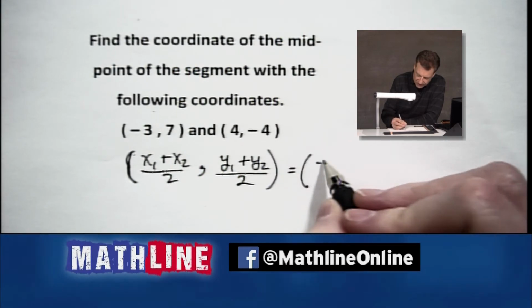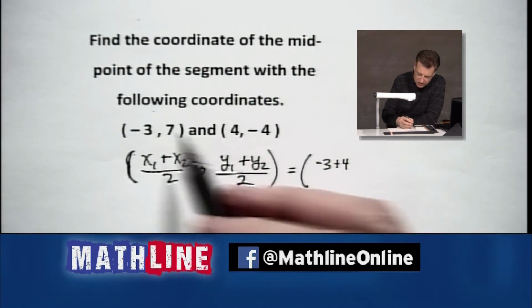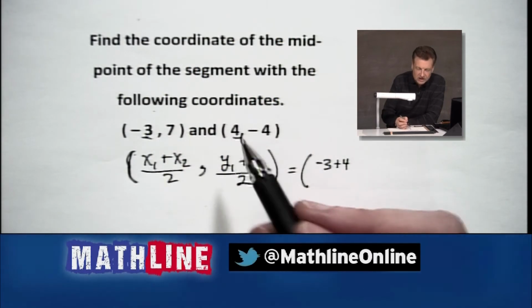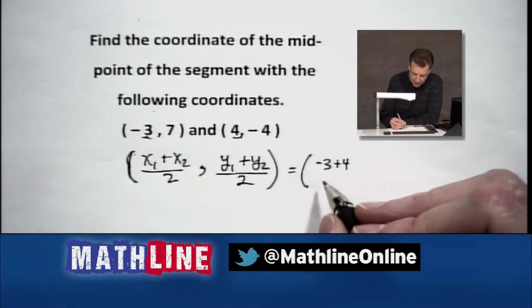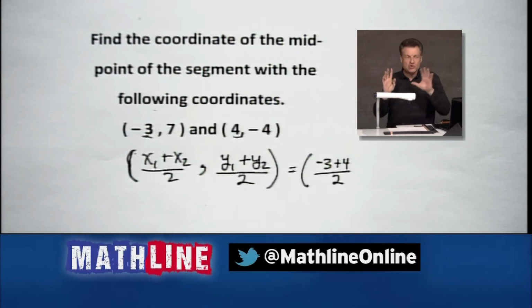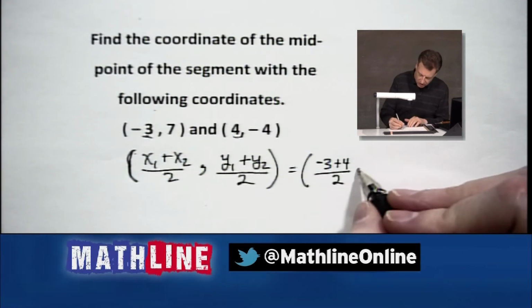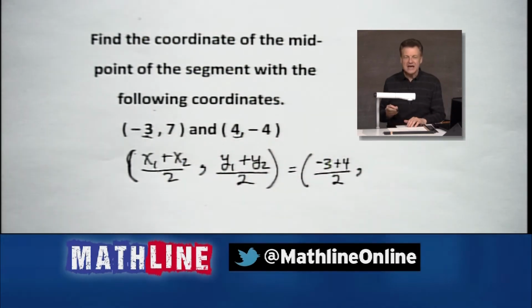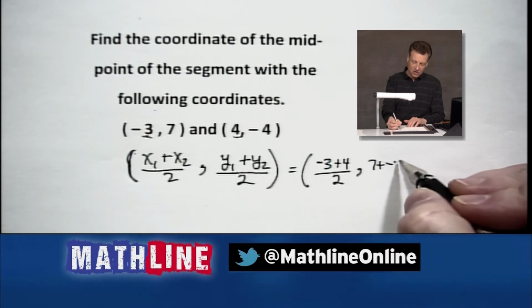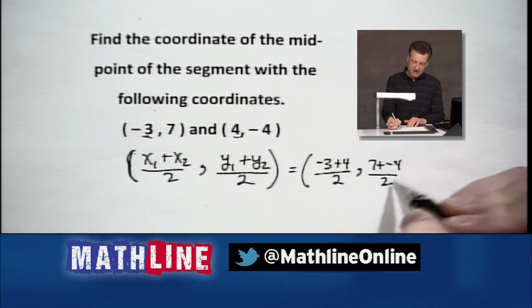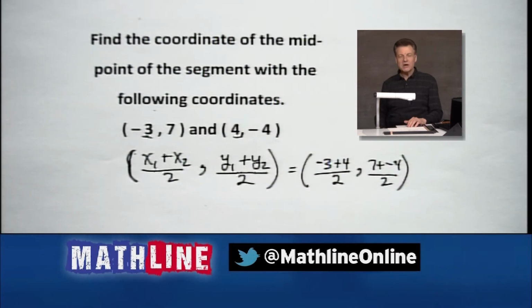I get -3 plus my 4, because those are my x's. I'm not going to put the x1, x2 on. I think y'all can figure out which one's first and second x by now. I'm going to put and divide it by the 2. And over here, we're going to play the game with 7 and -4. So I'm going to take 7 plus that -4. And we're going to play a divide by 2 moment. And here we have it.